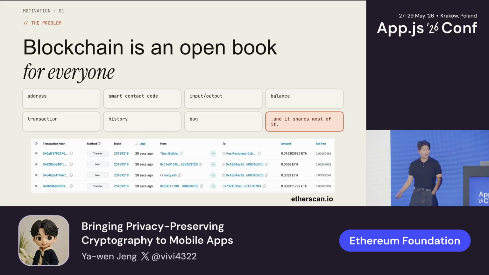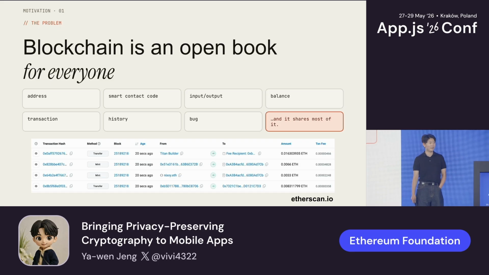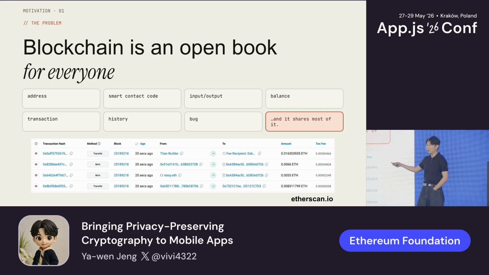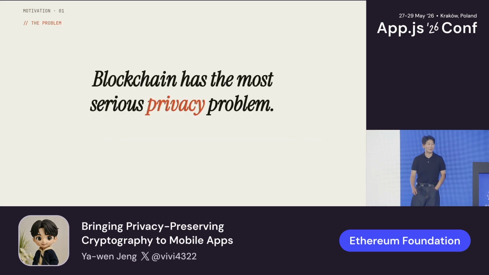If you don't know about blockchain or Ethereum, there's a public site called etherscan.io, and you can see all the historical transactions on chain. As you can see, there's the function method, from which address to which address, and even the amount, all public. So blockchain has a very serious privacy problem.